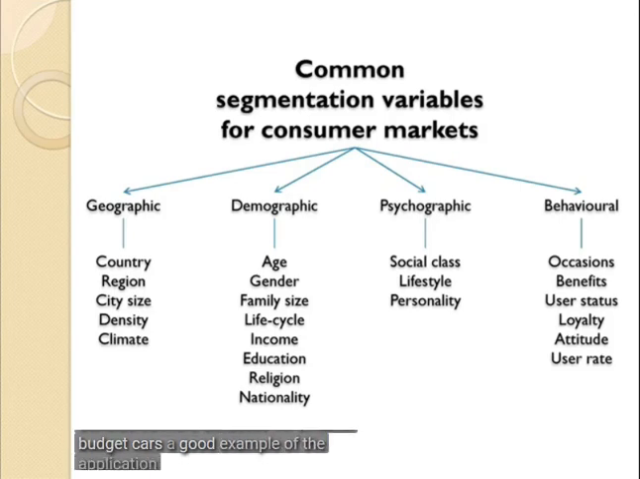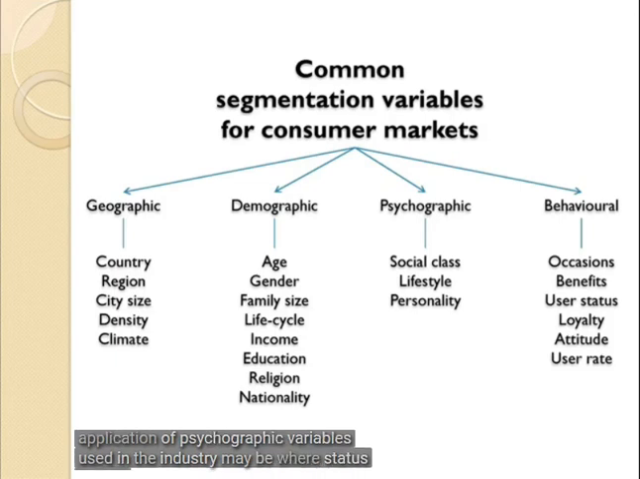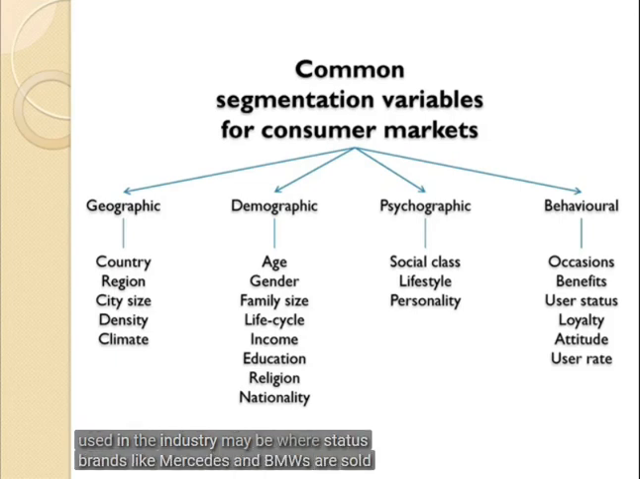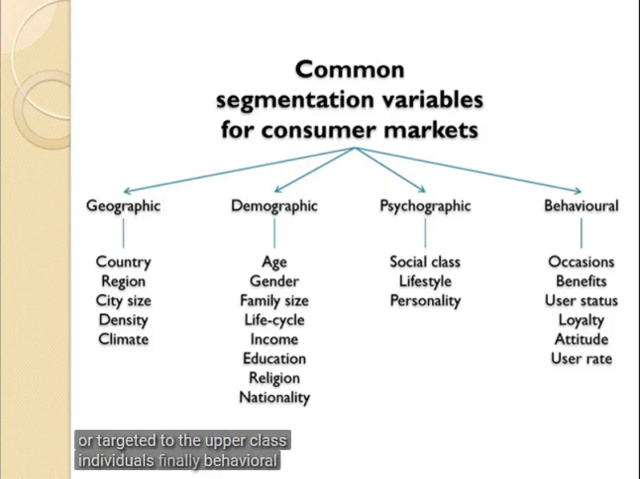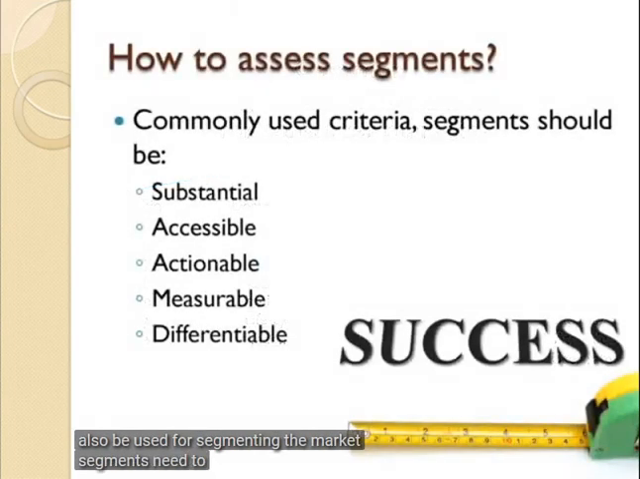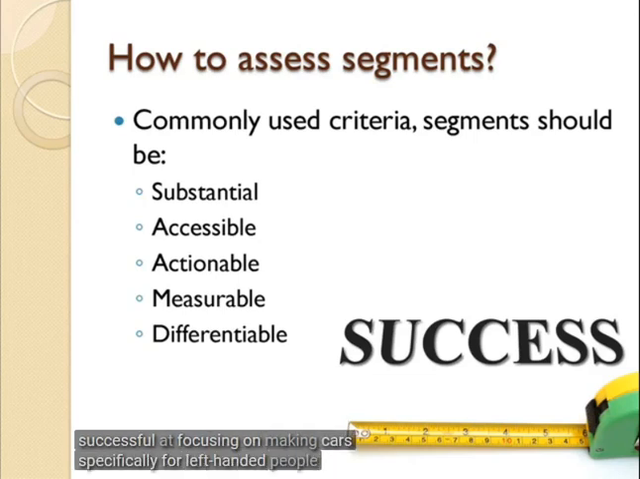A good example of the application of psychographic variables used in the industry may be where status brands like Mercedes and BMW are sold or targeted to upper class individuals. Finally, behavioral variables, like benefits sought from a product, may also be used for segmenting the market. Segments need to be large enough to be profitable. For example, an automotive manufacturer will probably not be successful if focusing on making cars specifically for left-handed people. Making cars for larger families, on the other hand, might be more successful.